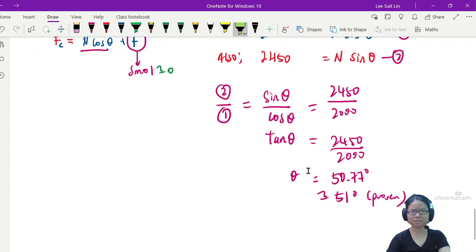It's very familiar with the conical pendulum. So do also check out the conical pendulum examples, probably in your books or in the other videos.